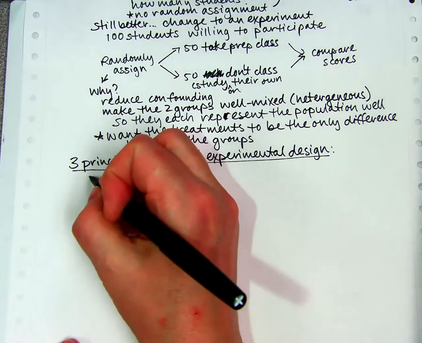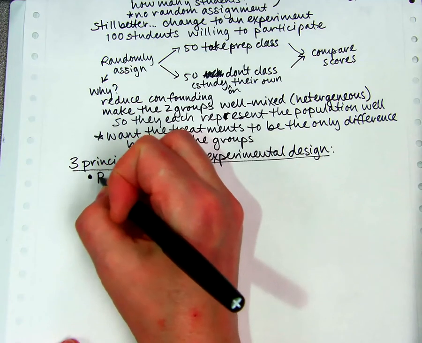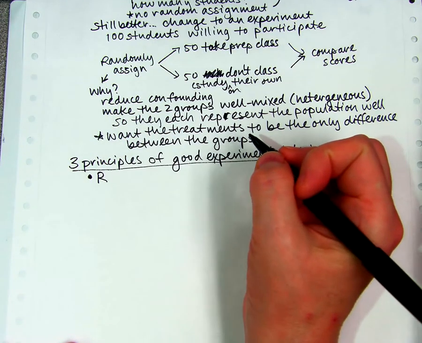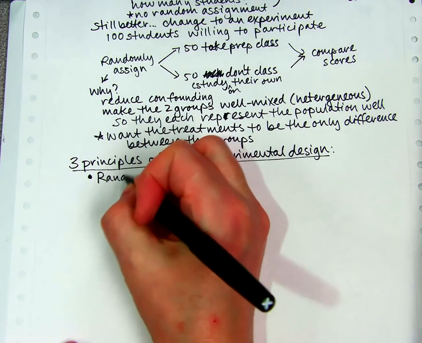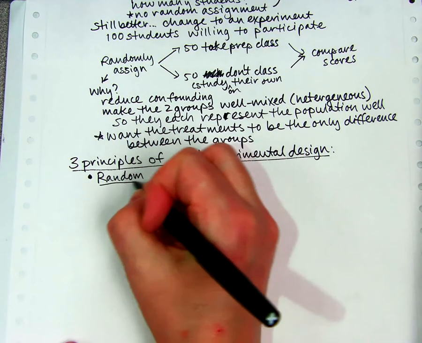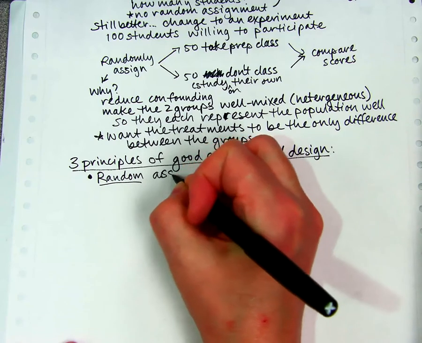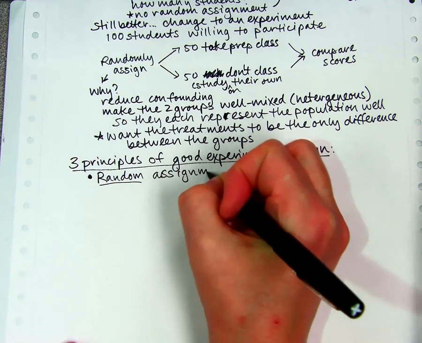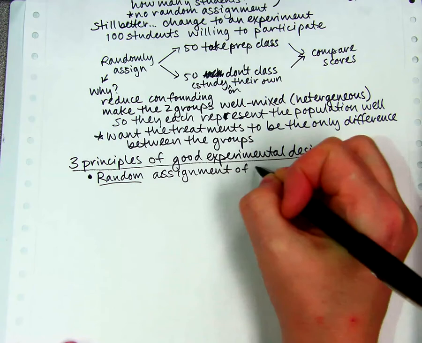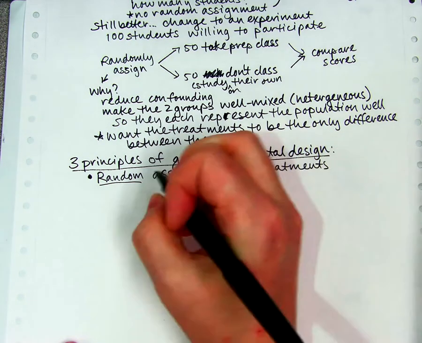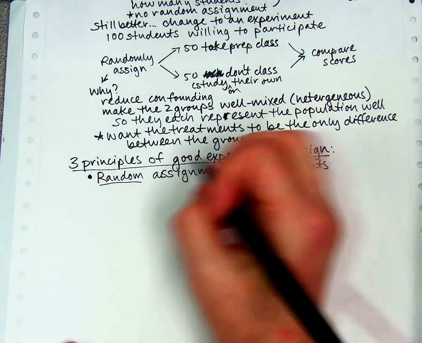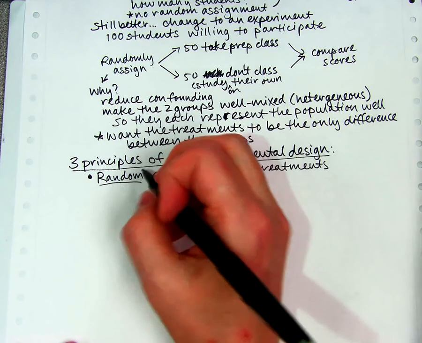I already told you the most important thing, which starts with R. If we were in class, I would make you tell me, and you would all shout out at the same time: random. We have to have random assignment of treatments. Why? Because it reduces confounding and lurking variables.